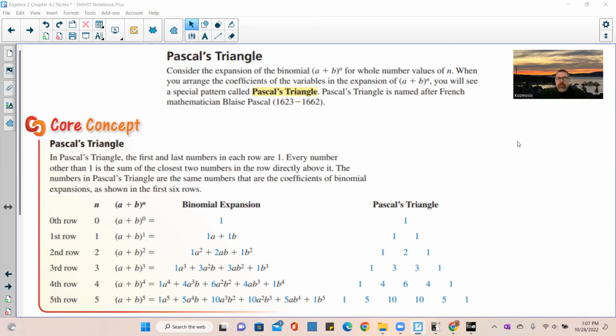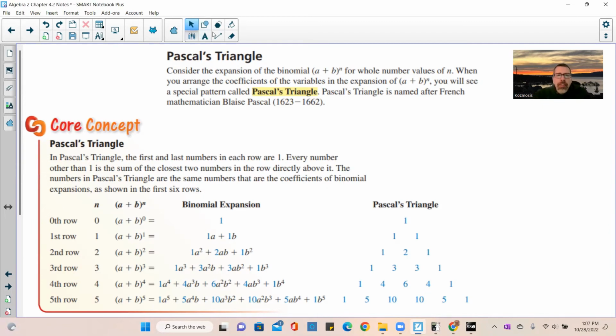Pascal's triangle is named after a French mathematician, Blaise Pascal, who lived from 1623 to 1662 and died at the age of 39. Core concept, Pascal's triangle. In Pascal's triangle, the first and last numbers in each row are 1.